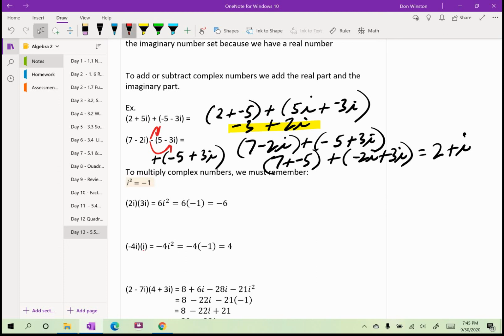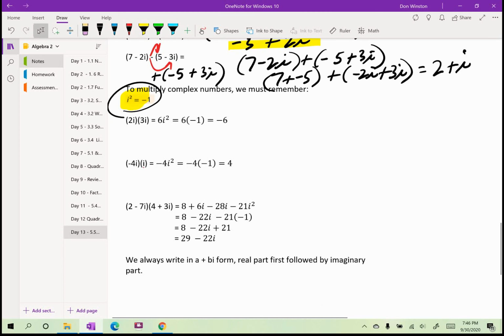Again, key point, remember i squared is equal to negative 1. Have to remember that. i squared equals negative 1. And then we can FOIL.